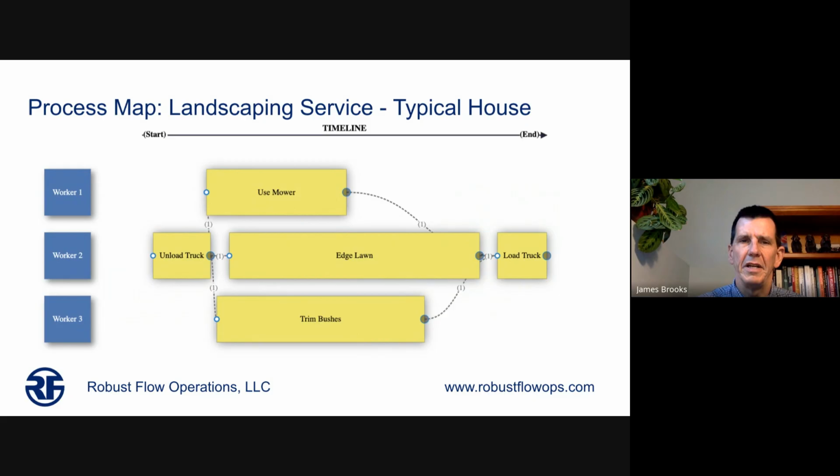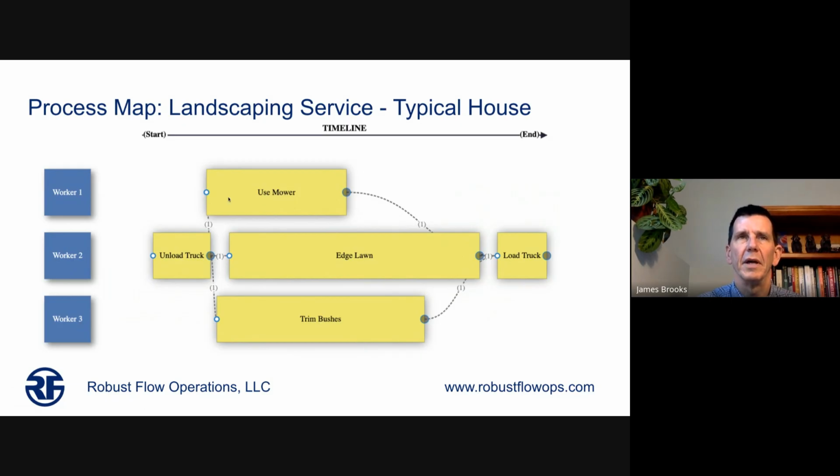A few opportunities pop to mind immediately when I see the map. One is that in addition to having the task that takes the longest, edging the lawn, worker 2 is also the one to unload and load the truck. Why is this? Maybe he's the rookie and they make the rookie unload the truck? If we can change who does the loading and unloading, we can shorten how long the job takes at no additional expense.